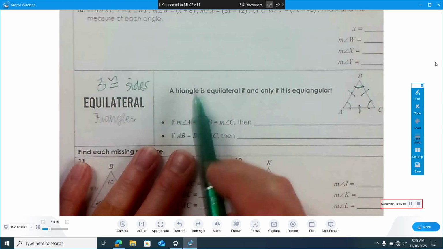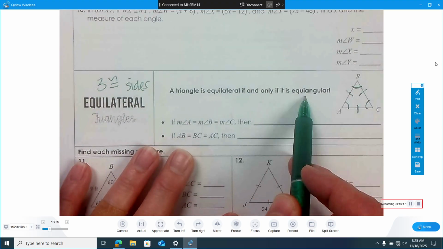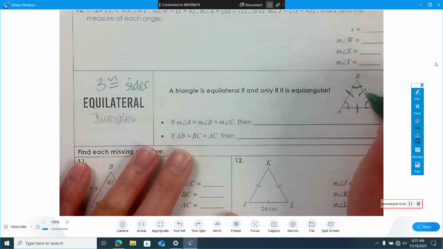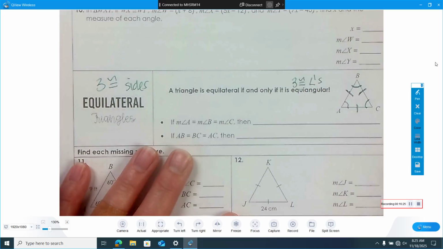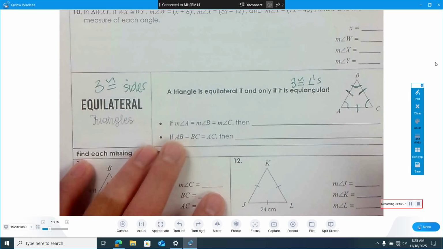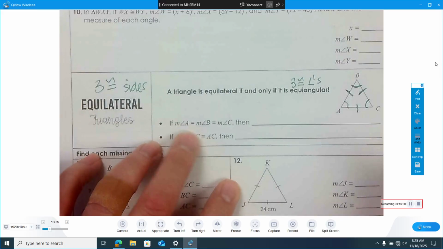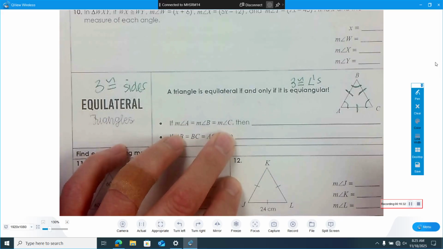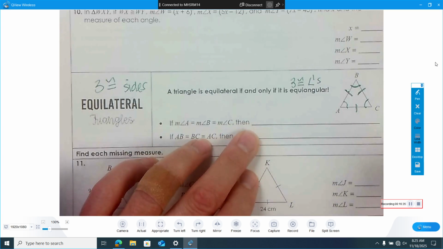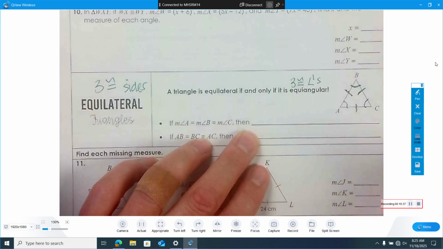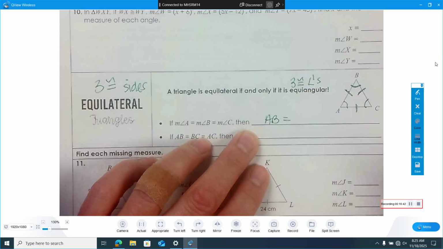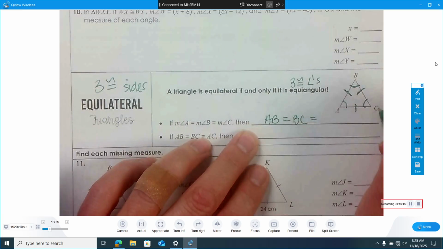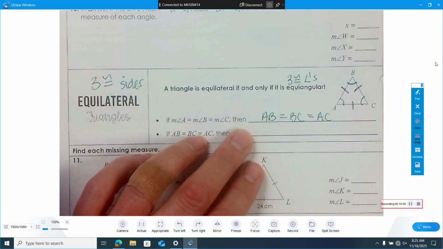So a triangle is equilateral if and only if it is equiangular. What does equiangular mean? Yeah, 3 congruent angles. So if the measure of angle A is equal to the measure of angle B is equal to the measure of angle C, then if the angles are congruent, then the sides are also congruent. AB is equal to BC, and that's equal to AC. All 3 sides are equal.